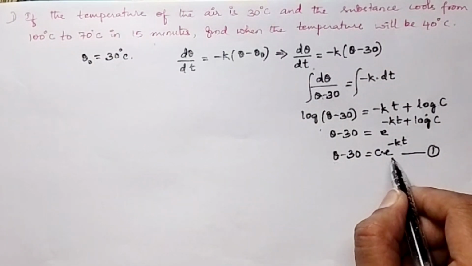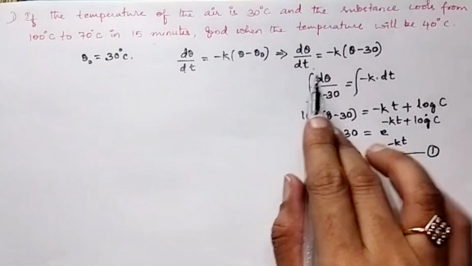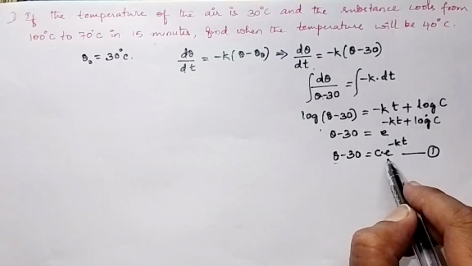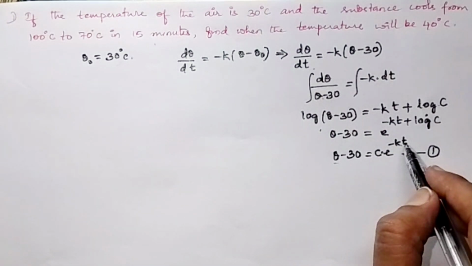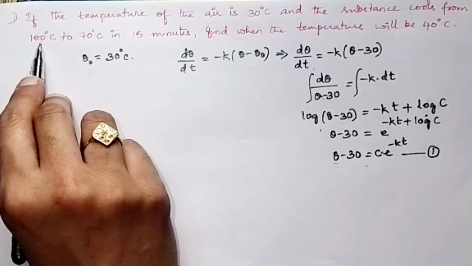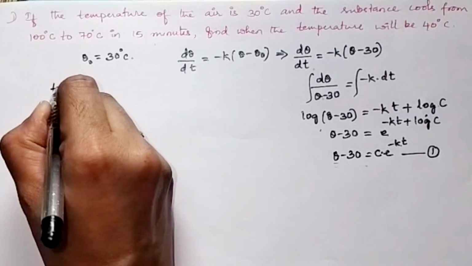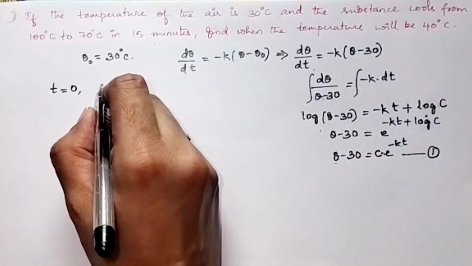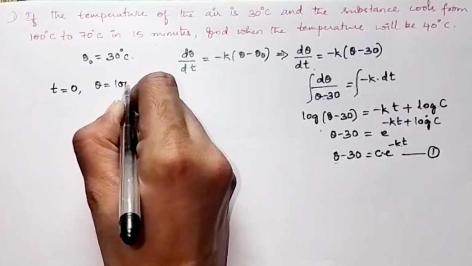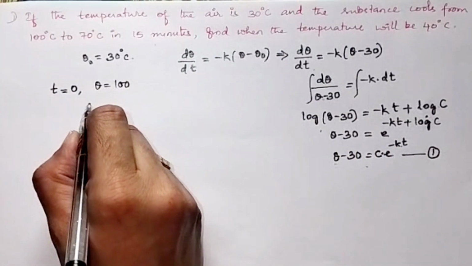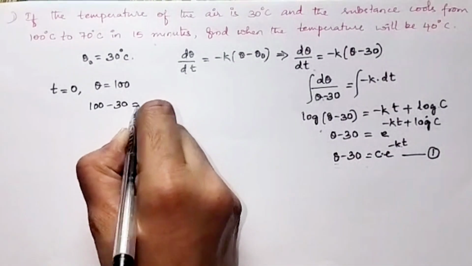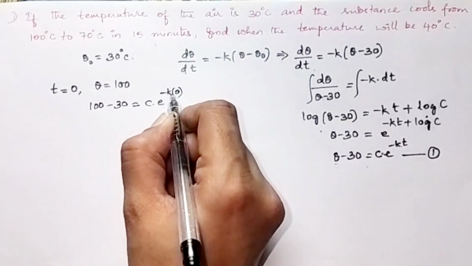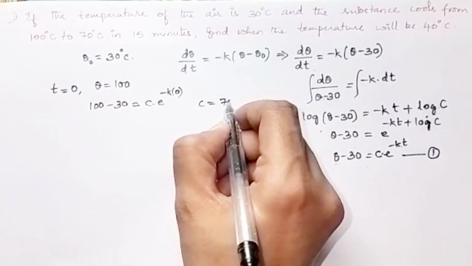Now this is the solution of that first order differential equation, which gives you the temperature of the body at any time t. Here the initial temperature is 100 degrees Celsius. Initially the body was at temperature 100, so when t equal to 0, theta is equal to 100. Let me substitute that here. Then 100 minus 30 equal to c into e to the power minus k into 0. E to the power 0 is 1, hence the value of c is equal to 70.